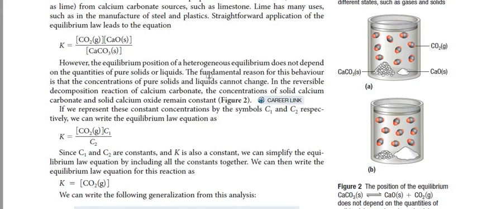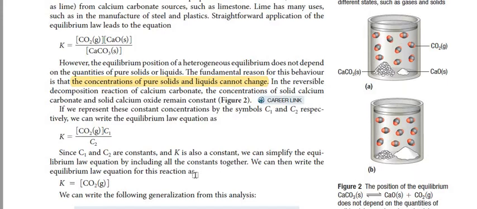So that's very important that we can highlight it. The concentration of pure solids and liquids cannot change. In a reversible decomposition reaction of calcium carbonate, the concentration of solid calcium carbonate and solid calcium oxide remains constant. If we represent this constant concentration by a symbol of C1 and C2 respectively, we can write the equilibrium law equation as K equals [CO2] times C1 divided by C2, which are not changing. C1 and C2 are not changing.